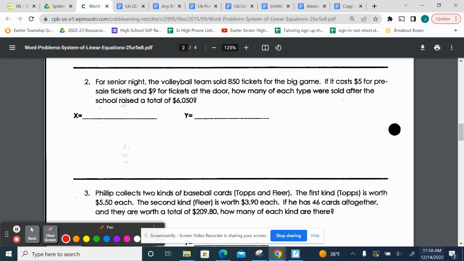It says, for senior night, the volleyball team sold 850 tickets for the big game. So there's a total. That's a total. And so we should be setting something equal to that. The question is, what is that 850 made up of? Okay. And then we have if it costs $5 for pre-sale and $9 at the door. So that's money related. That's money related. At the door, how many of each type were sold after the school raised $6,050?